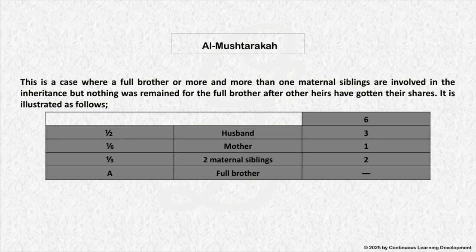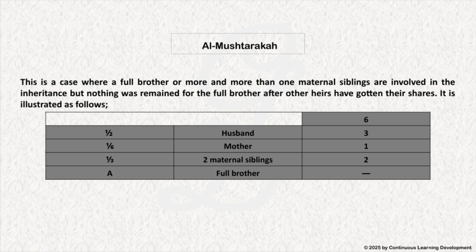Today, we'll be exploring a fascinating case involving inheritance distribution. On this first slide, titled Al-Mushtarakah, we see an example where a full brother and more than one maternal sibling are involved. Interestingly, after the other heirs have received their shares, nothing remains for the full brother. I'll walk you through the details and the distribution process step by step.